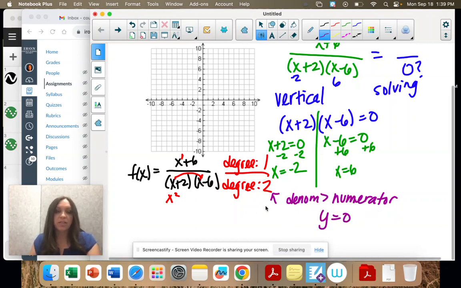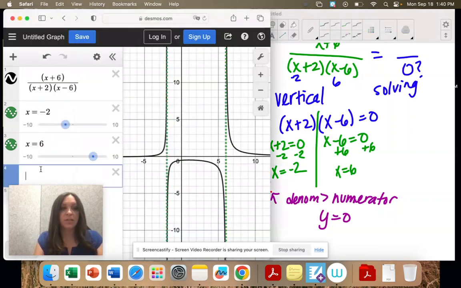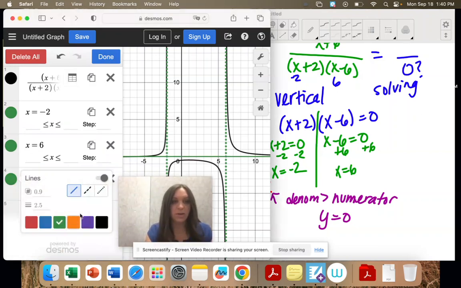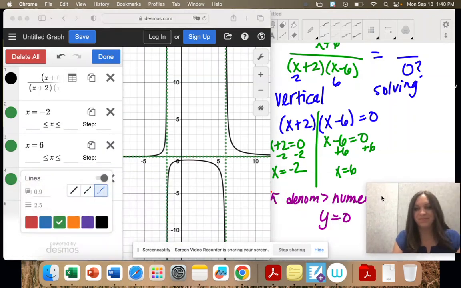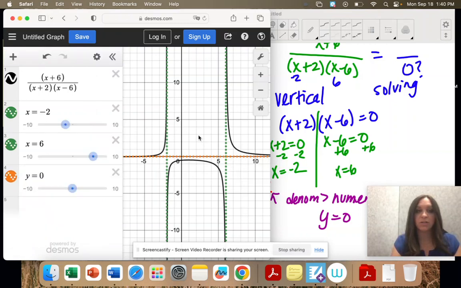And if they're switched, say the numerator's degree is greater than the denominator's, then there's not even an asymptote. So y equals 0, and you can kind of see it in there. My head's in the way. My orange dotted line, that's my horizontal at y equals 0.